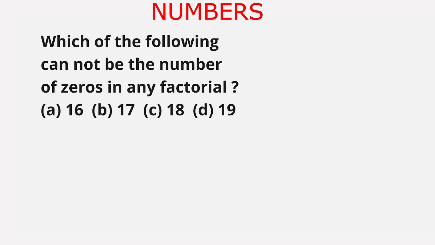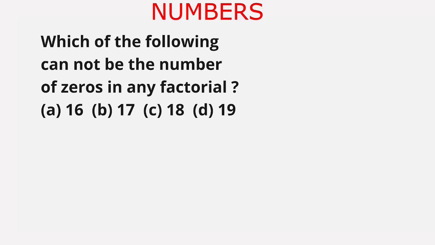At the end of 35 factorial there are 8 zeros. At the end of 40 factorial there are 9 zeros. At the end of 45 factorial there are 10 zeros. At the end of 50 factorial there are 12 zeros. At the end of 55 factorial there are 13 zeros. At the end of 60 factorial there are 14 zeros. At the end of 65 factorial there are 15 zeros. And at the end of 70 factorial there are 16 zeros.